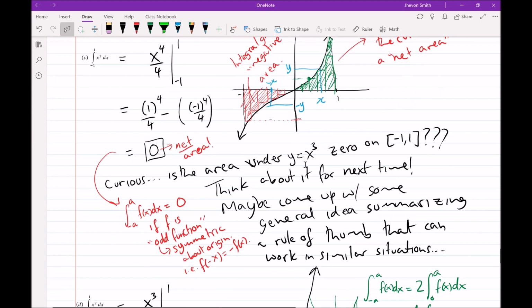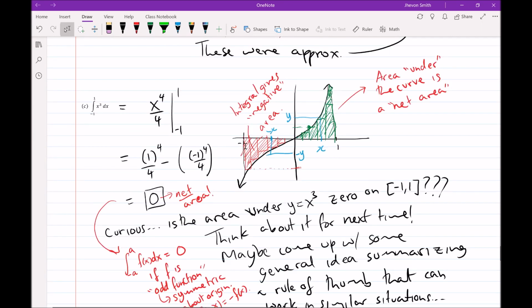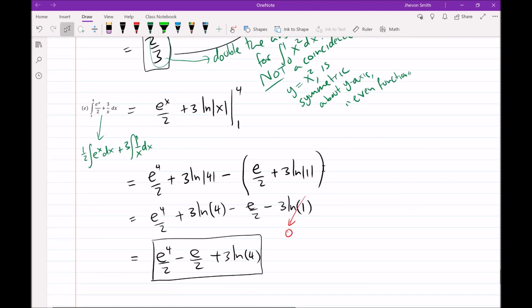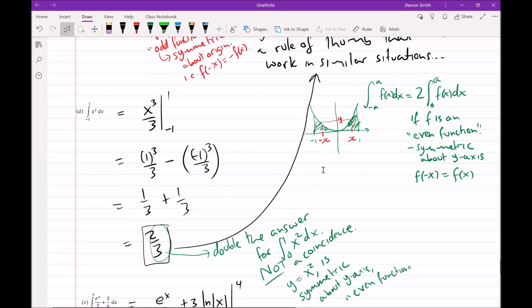So this was just a point that I wanted to make and have you think about, that the integral is actually the net area. So when we say area, quote unquote, under the curve, we're talking about net area. If your function happens to dip below the x-axis, the area, quote unquote, will be negative. Okay, so that's just some things I wanted you to consider for this one.